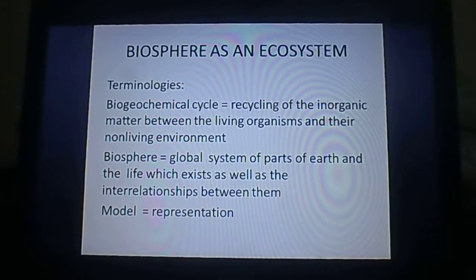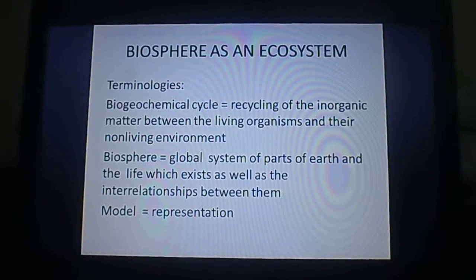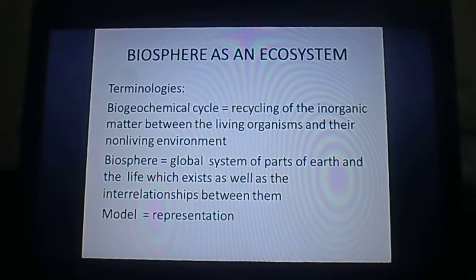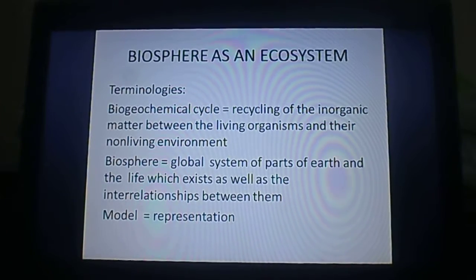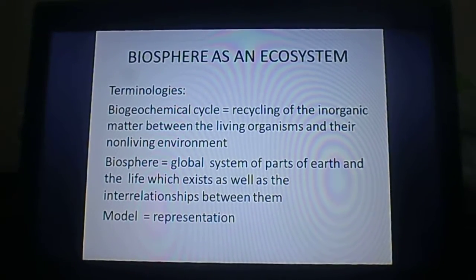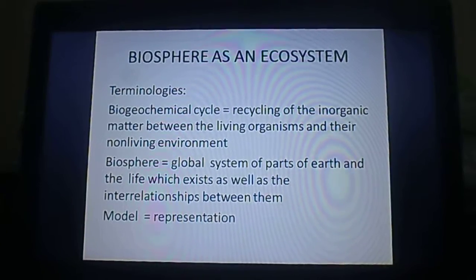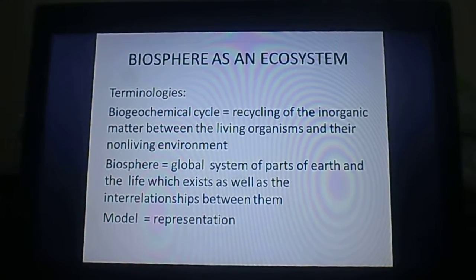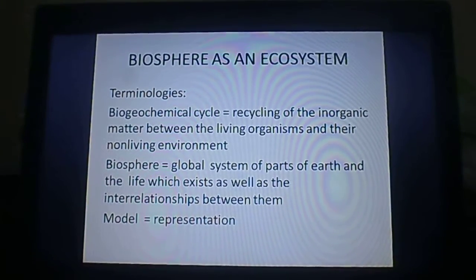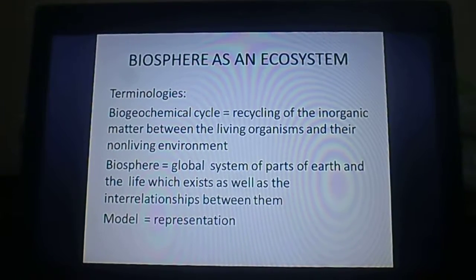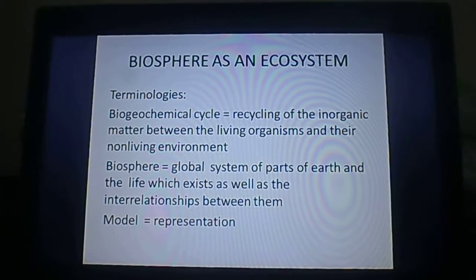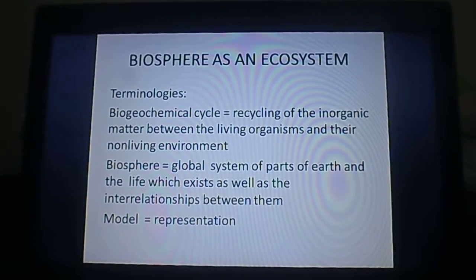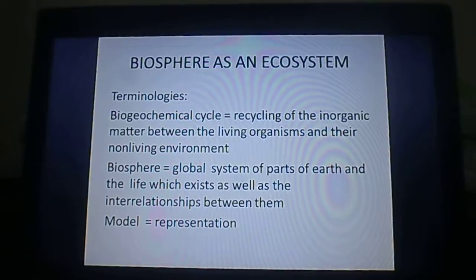Before going on, learn the following terminologies. Biogeochemical cycle, which means recycling of the inorganic matter between the living organisms and their non-living environment. Biosphere, which means the global system of parts of Earth and the life which exists, as well as the interrelationships between them. And model, meaning representation.